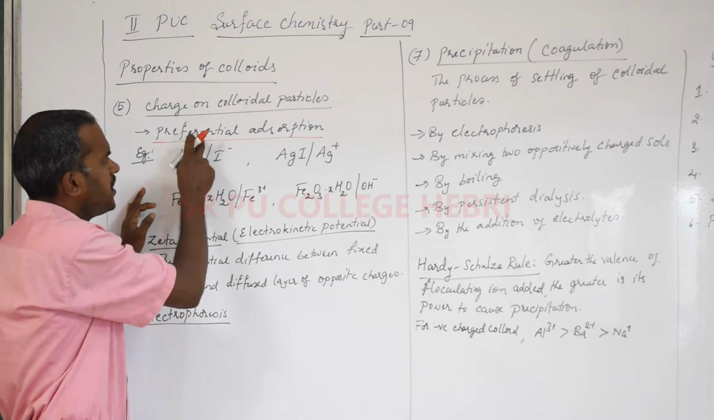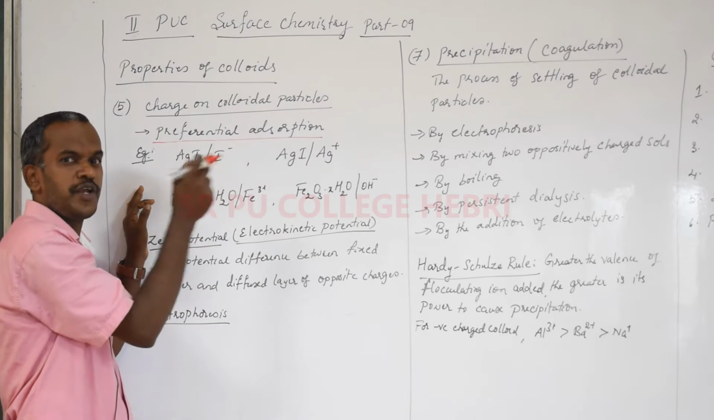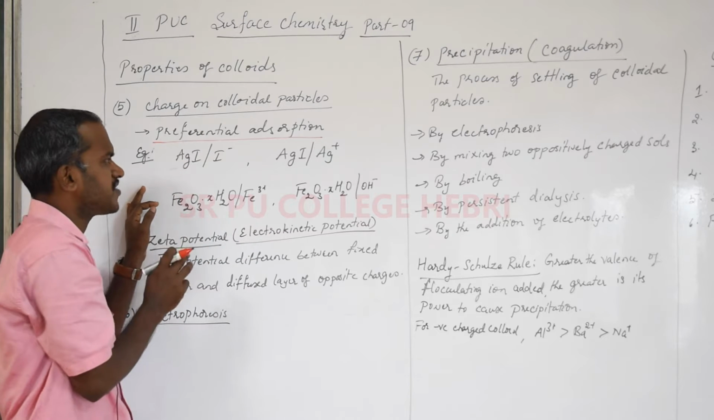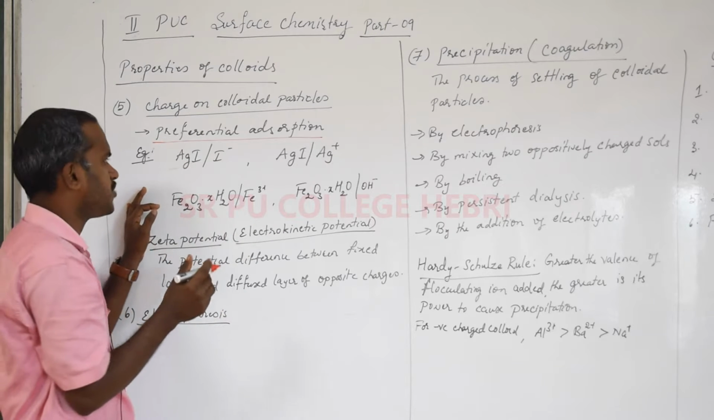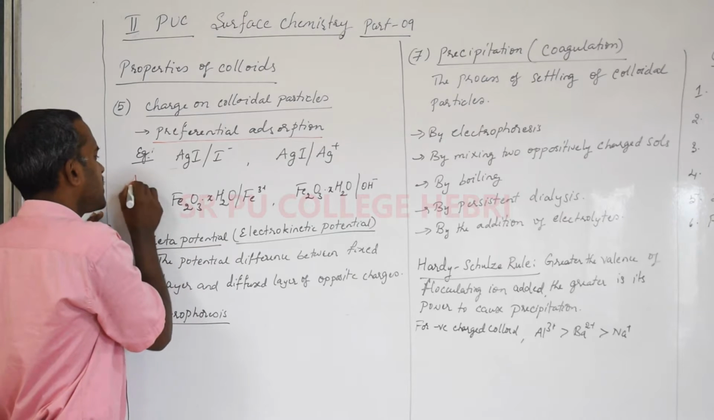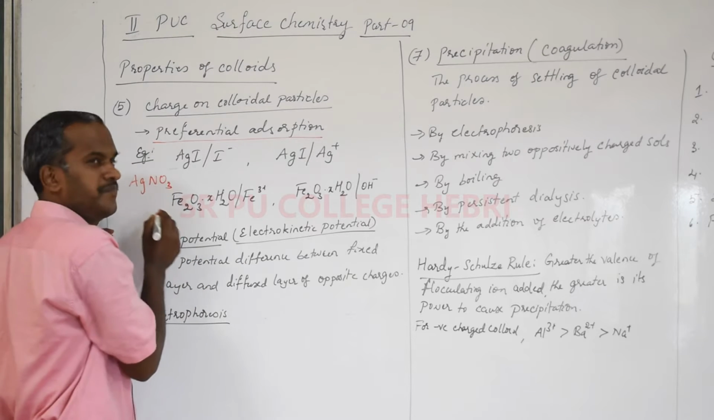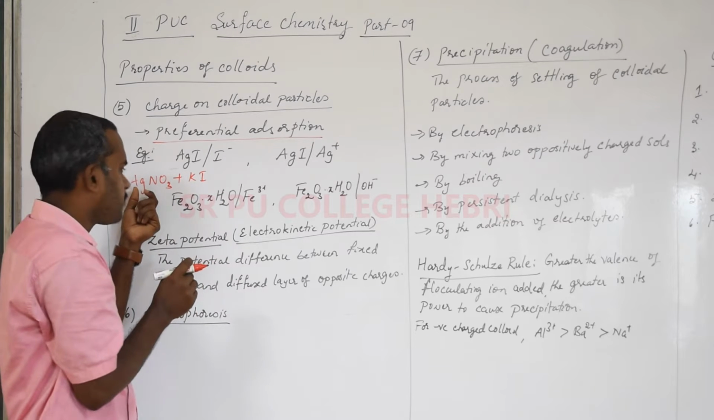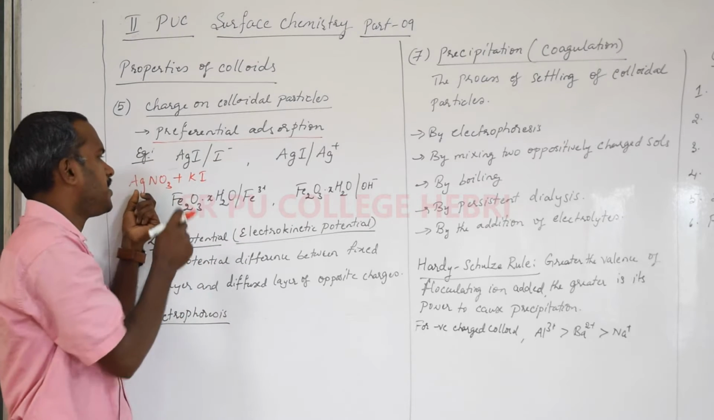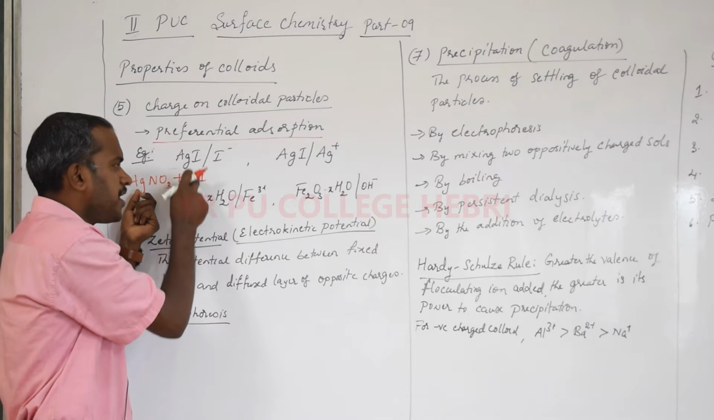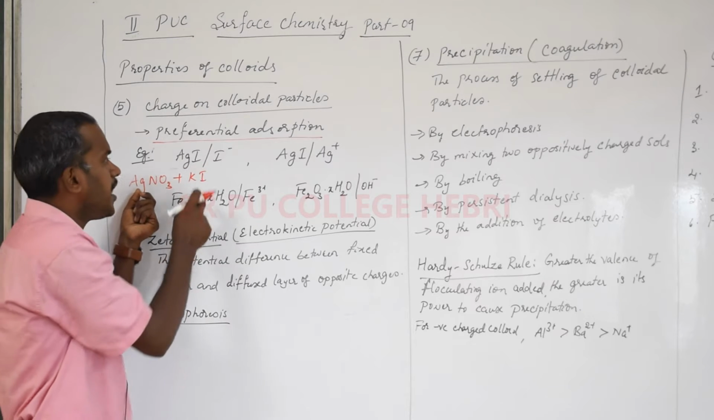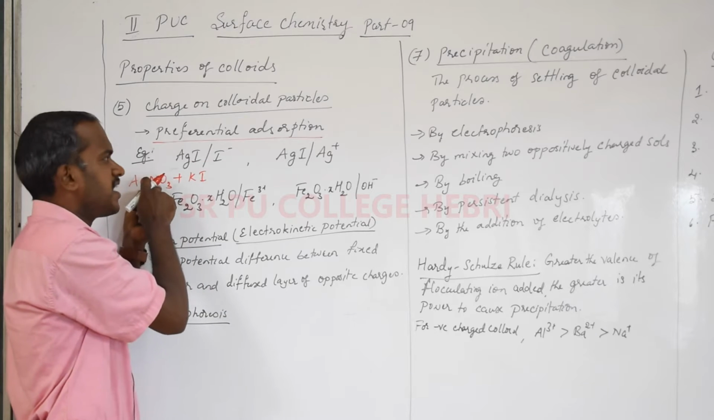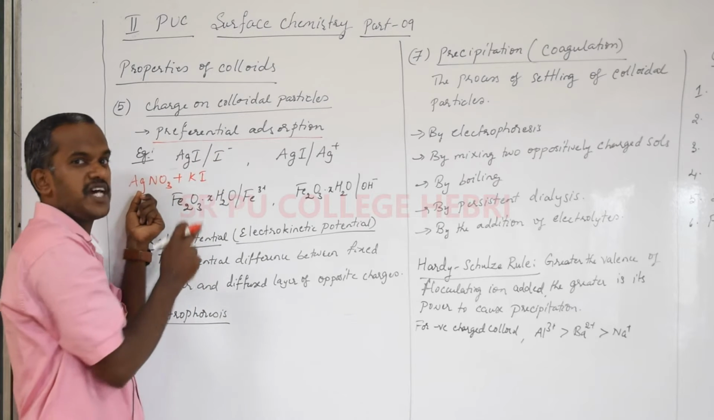The word itself says that among the 2 ions, one of the ions accumulates first, that is called preferential adsorption. I will explain one example, then it will become clear what preferential adsorption is. Suppose I take a silver nitrate solution, AgNO3, and to this I add a potassium iodide solution. Now the potassium iodide splits into K+ and I-. Now the iodide ion, that is I-, accumulates around these particles, hence it becomes a negatively charged colloid.